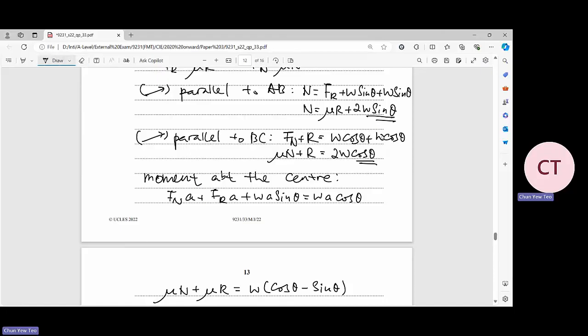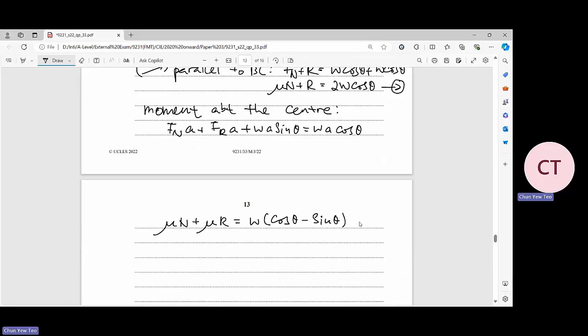So now we try to make use of the information that we have found earlier. So over here, let me make this N minus mu R equal to 2W sine theta. Okay, so I take this as number 1, I take this as number 2, and I take this as number 3.